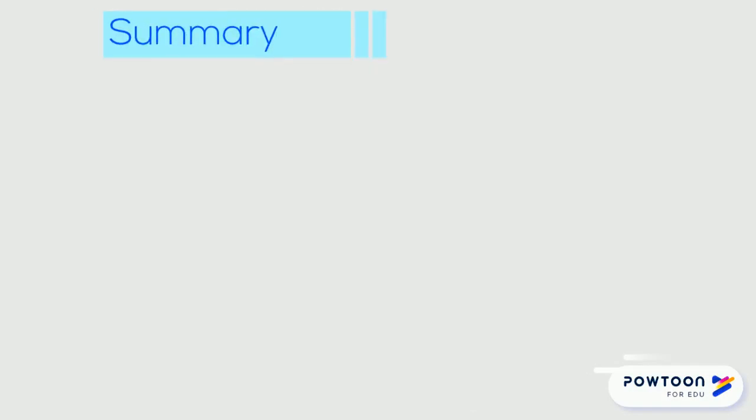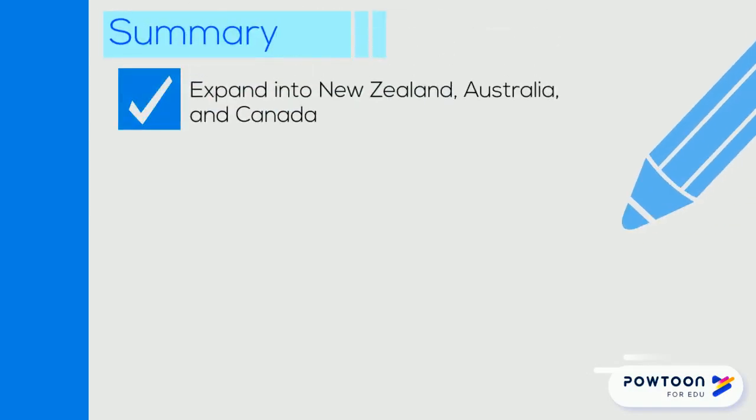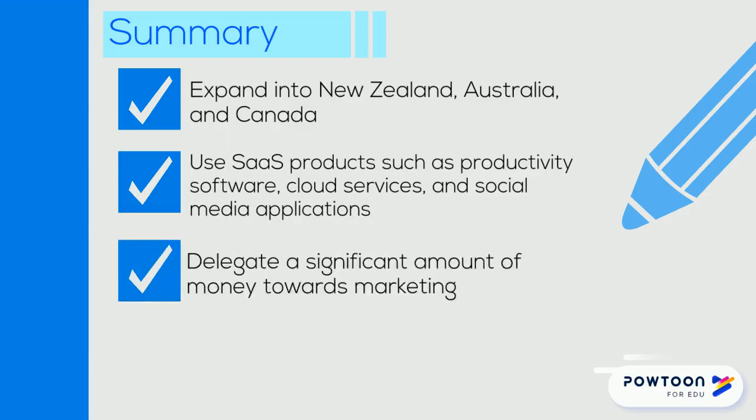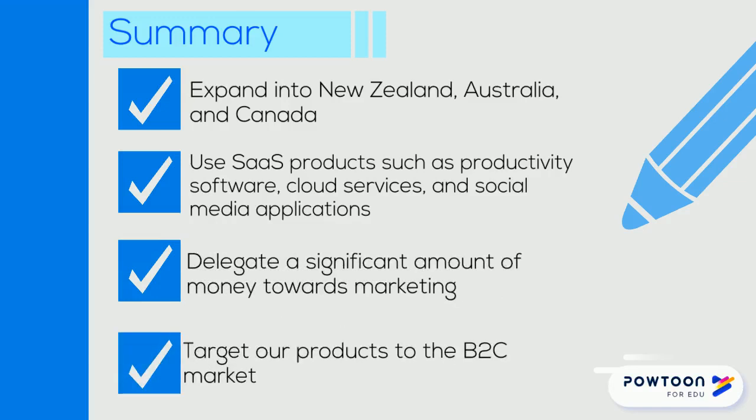In summary, we are going to expand into New Zealand, Australia, and Canada, use SaaS products such as productivity software, cloud services, and social media applications, delegate a significant amount of money towards marketing and client acquisition, and target our products towards the B2C market.